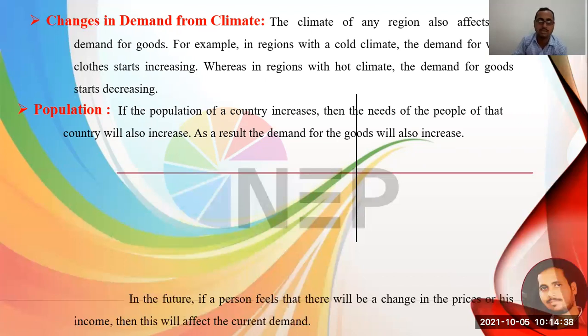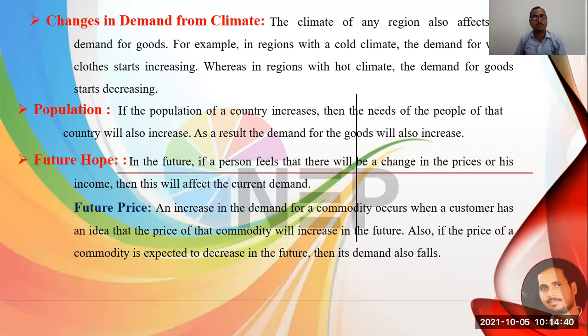Now the another one is the future hope, students. It can be divided into two types: first, the future prices, and second, the future income. So now we are discussing that in the future, if a person feels that there will be a change in the price or his income, then this will affect the current demand.